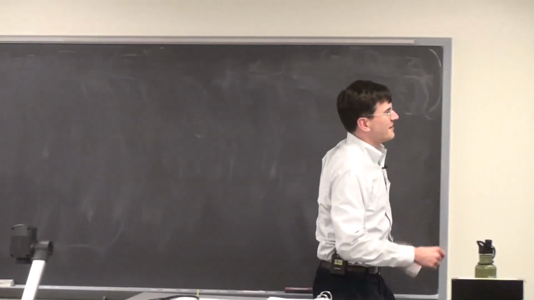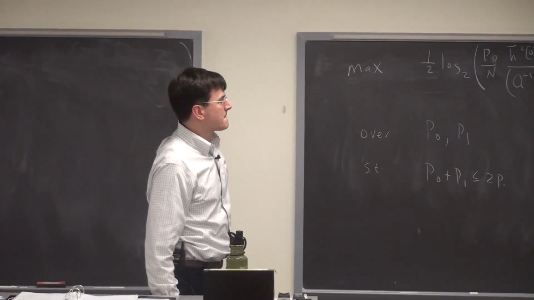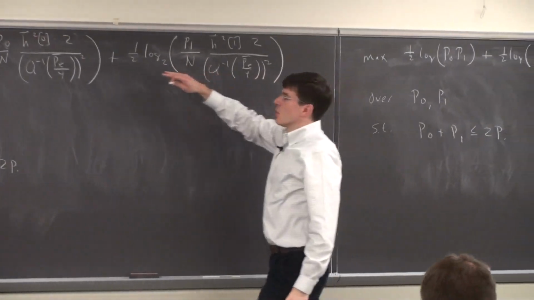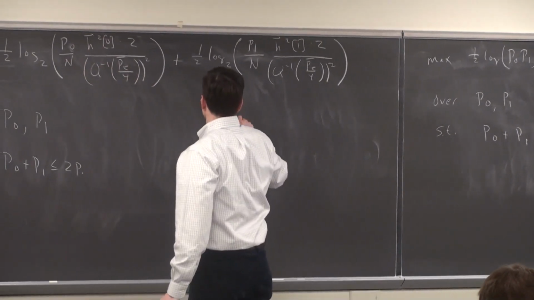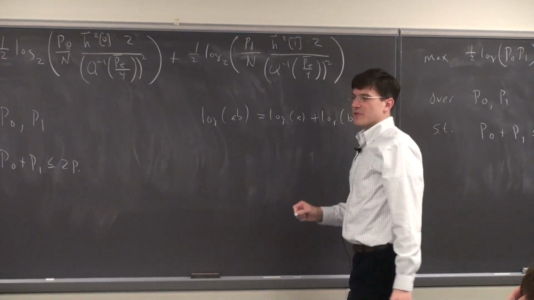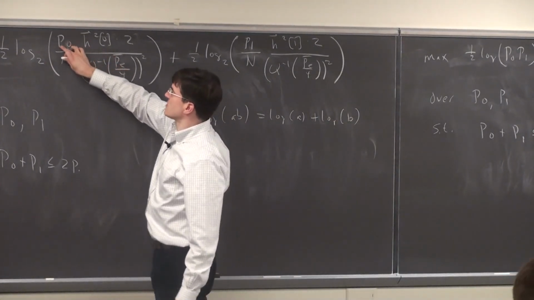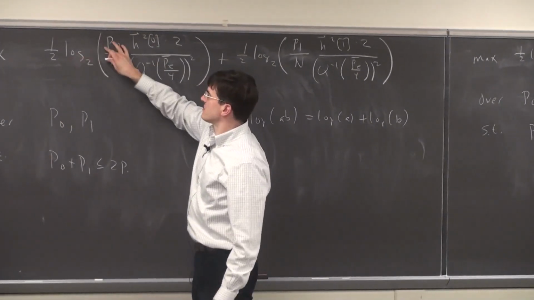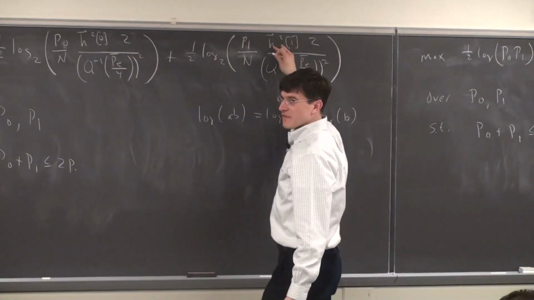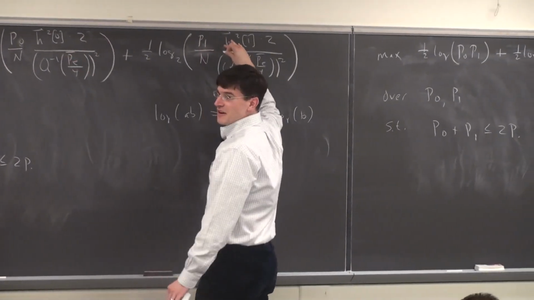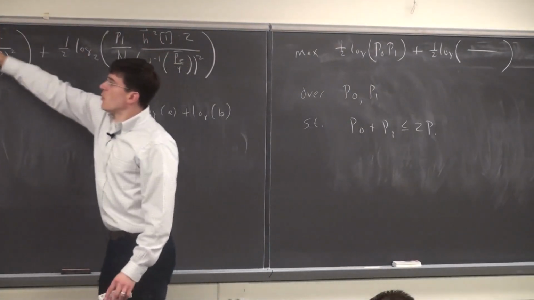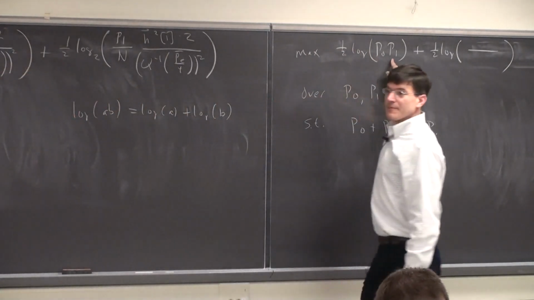Oops, I wasn't supposed to erase this. Oh, how do you go from here to here? Okay. So you have this, right? I'm going to use this fact a bunch of times. So the P0 is my A, and all the rest of this is B. So you get 1/2 log P0 plus 1/2 log all the other stuff, plus 1/2 log P1 plus 1/2 log all this other stuff. Now the other stuff here, recombine them into one huge thing. The P0 and the P1, combine them into 1/2 log P0 P1.